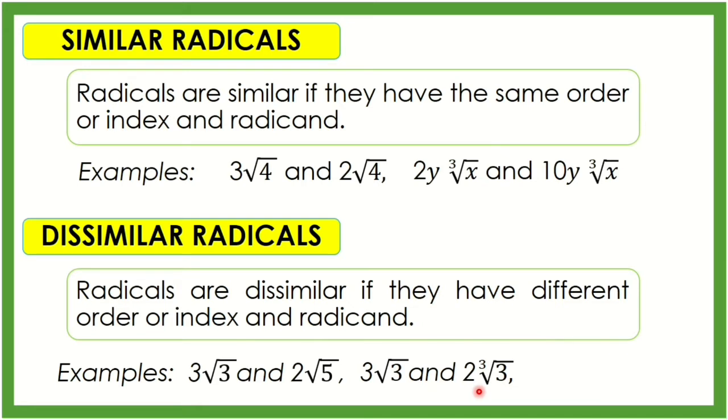Another example, square root of 3 and cube root of 4. Different ang kanilang order since dito ang order or index is 2, dito naman ay 3. Different din ang kanilang radicand. Ang radicand dito ay 3, dito naman ay 4. Therefore, they are dissimilar radicals.